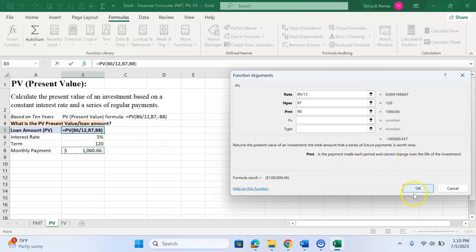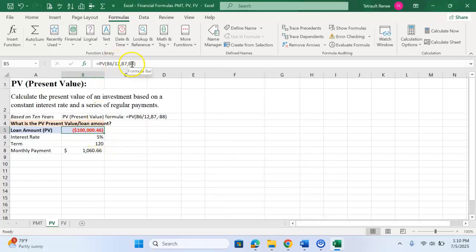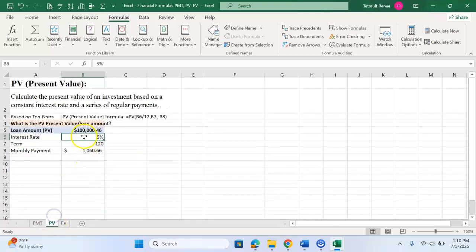And you'll click it. It's off a few cents, but that's okay. And you'll click OK. And again, if you don't want it in red, just put the minus sign and it won't be in red. So it's just off a few cents here. So it's a $100,000 loan.